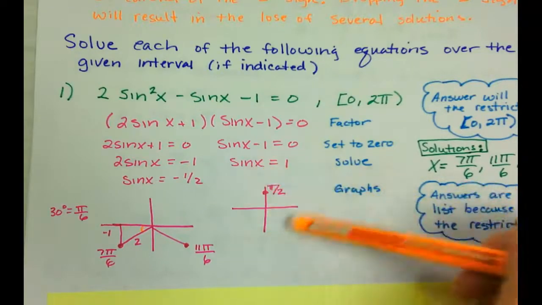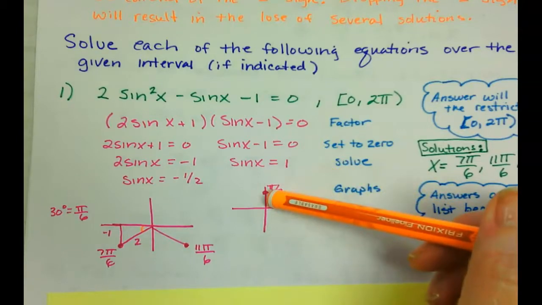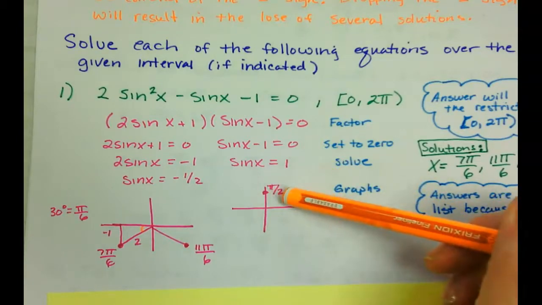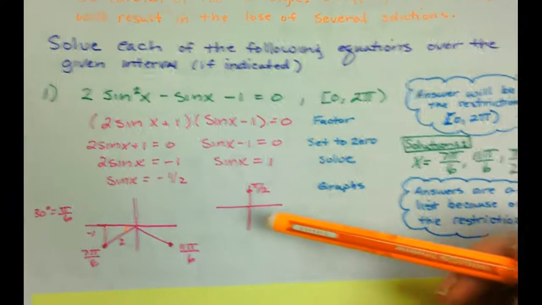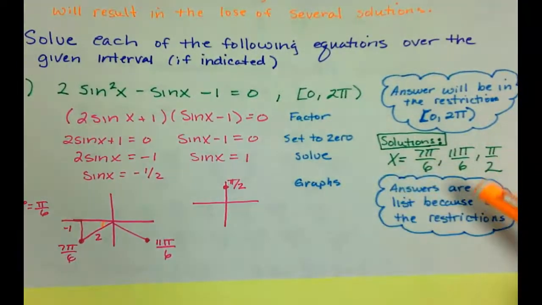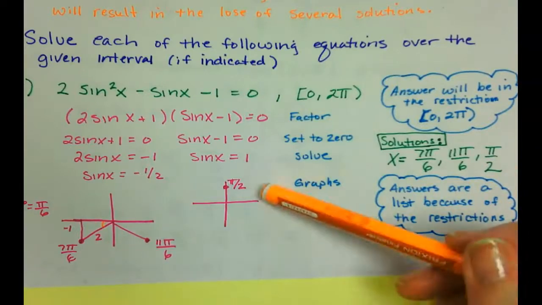Well, when is the only time on this grid or this axis that sine can be 1? And that's up here on the positive y-axis at pi over 2. So once we have our graphs here, which would get me another point in the work, then I list out my answers. So it's 7 pi over 6, 11 pi over 6, and pi over 2.